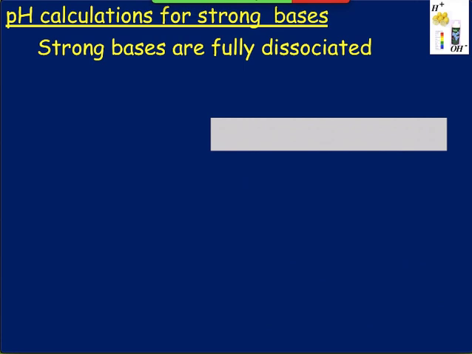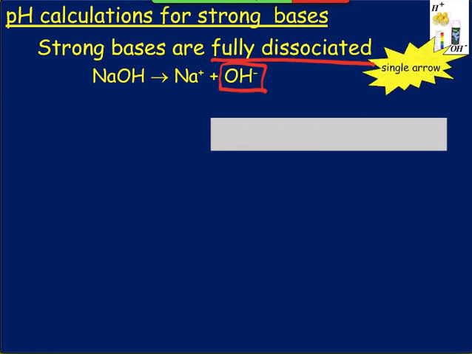So it's the same rule as what we had for strong acids. Strong bases are fully dissociated. So it's a single arrow and you're turning them into their positive ions, but this is the base component, the OH. So again, it's the single arrow, so that tells you fully dissociated.